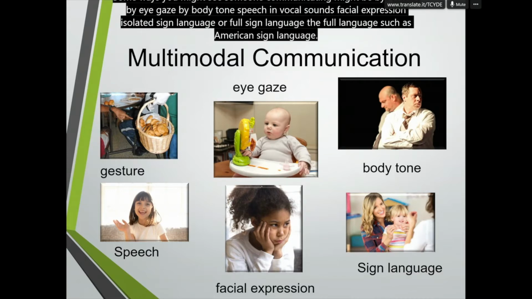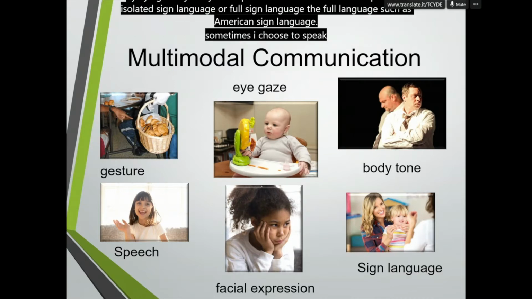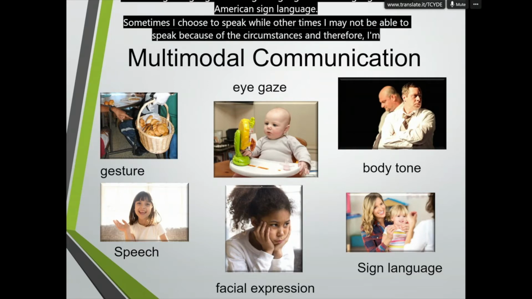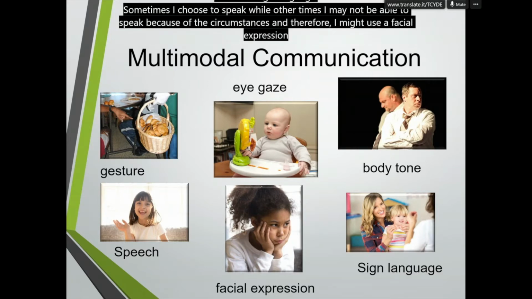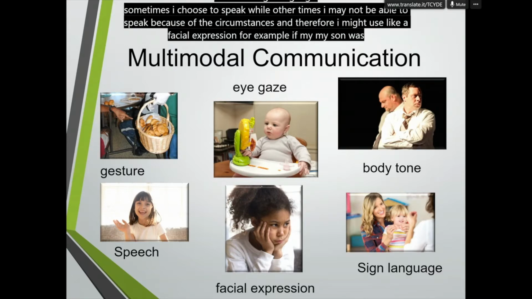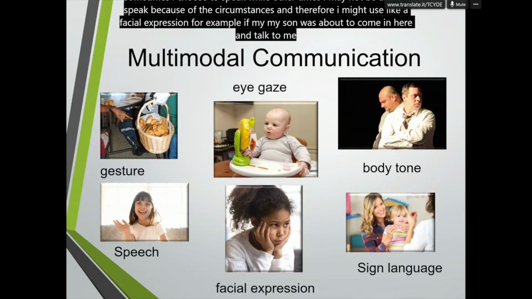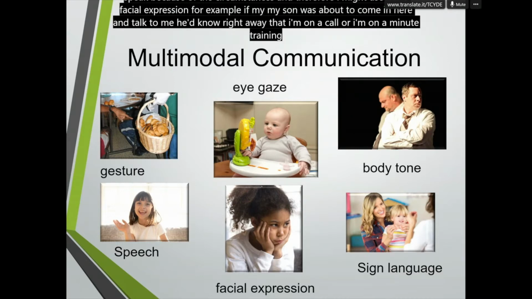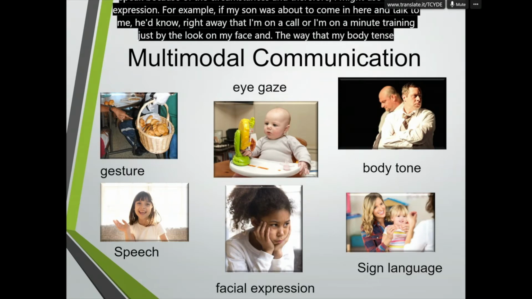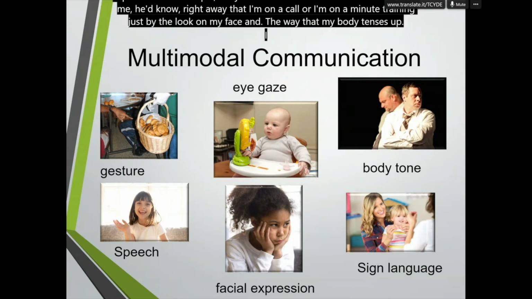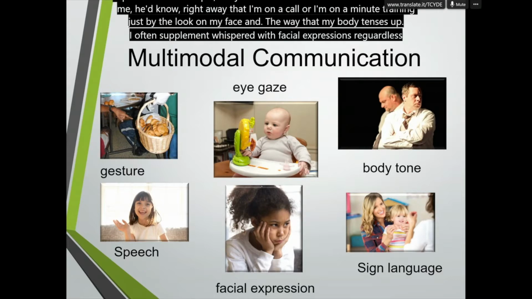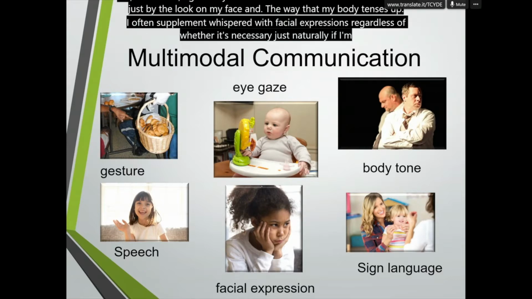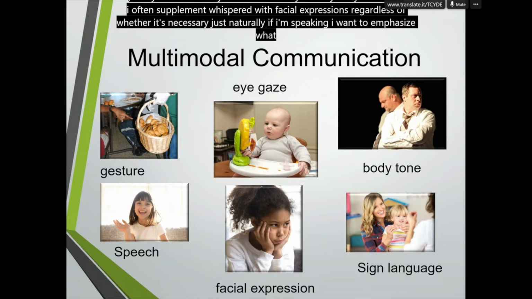Sometimes I choose to speak, while other times I may not be able to speak because of the circumstances, and therefore I might use a facial expression. For example, if my son was about to come in here and talk to me, he'd know right away that I'm on a call or I'm in a training just by the look on my face and the way that my body tenses up. I often supplement with facial expressions, regardless of whether it's necessary, just naturally. If I'm speaking, I want to emphasize what I'm saying by using facial expressions.